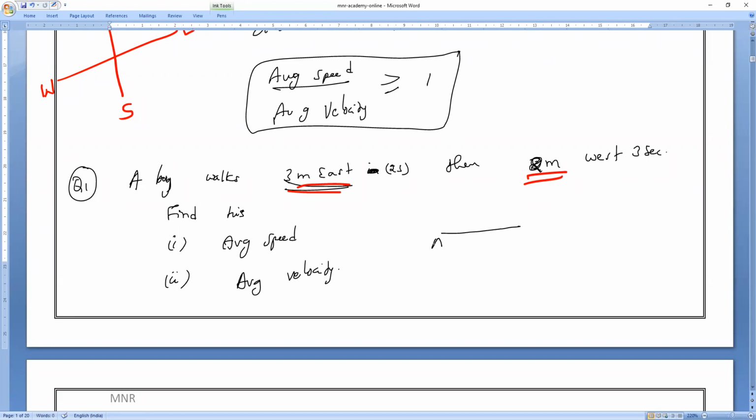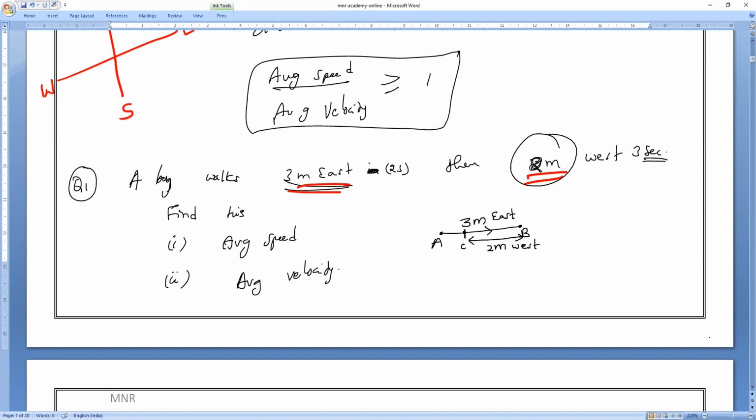He has traveled from A to B. What is the distance traveled by him? East direction, 3 meters. Then he reached some point B. Then again he walked how many meters, guys? West. 2 meters west he walked. So finally he started from A and finally he stopped at point C.